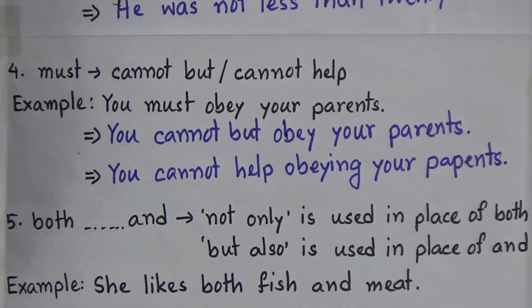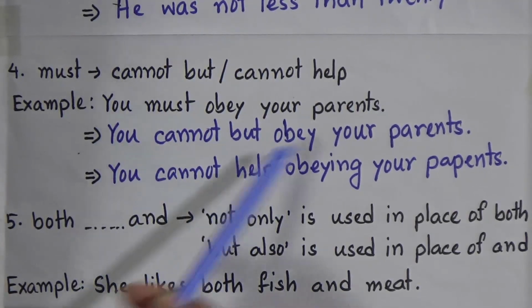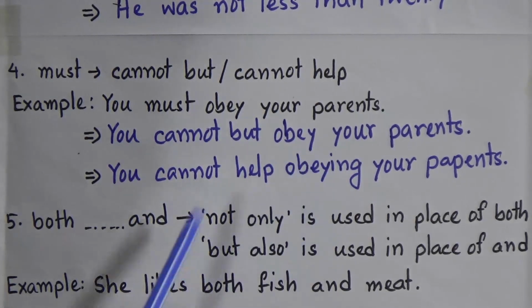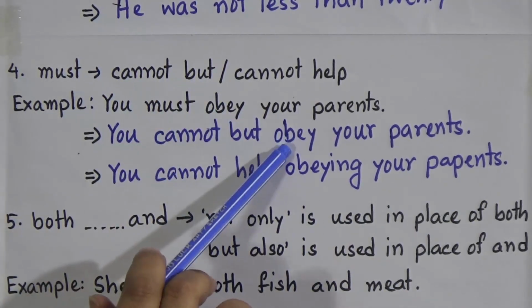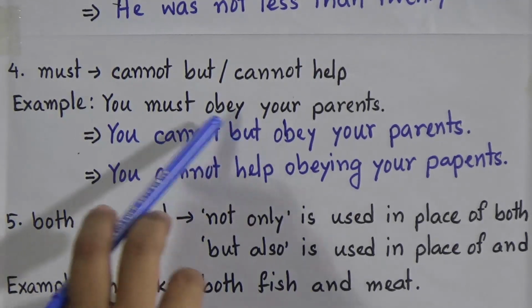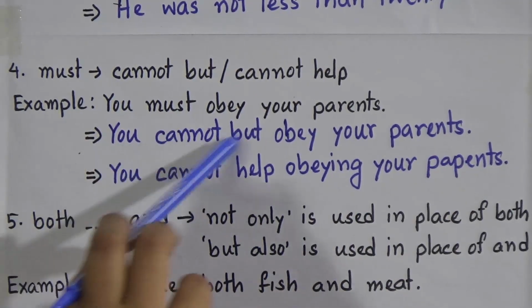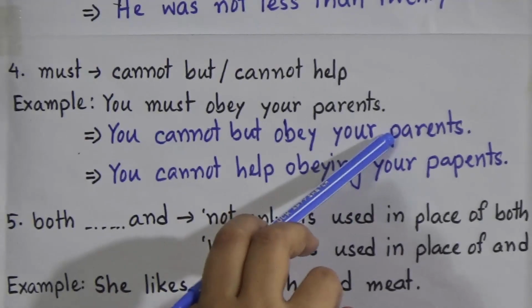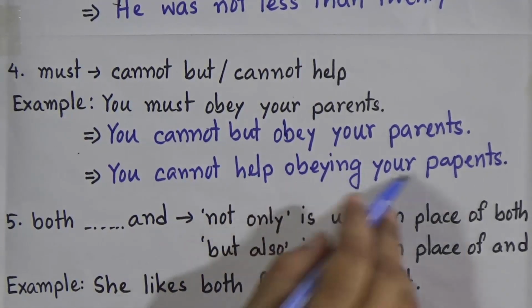So all of you will add ing with the verb after help. If you write cannot help, you will add ing with the base form of the verb. So it will be you cannot help obeying your parents. And if you write cannot but, you will write the base form of the verb. So you cannot but obey your parents, you cannot help obeying your parents. If you use cannot but, you will not add ing with the verb. But if you write cannot help, you will add ing with the verb.